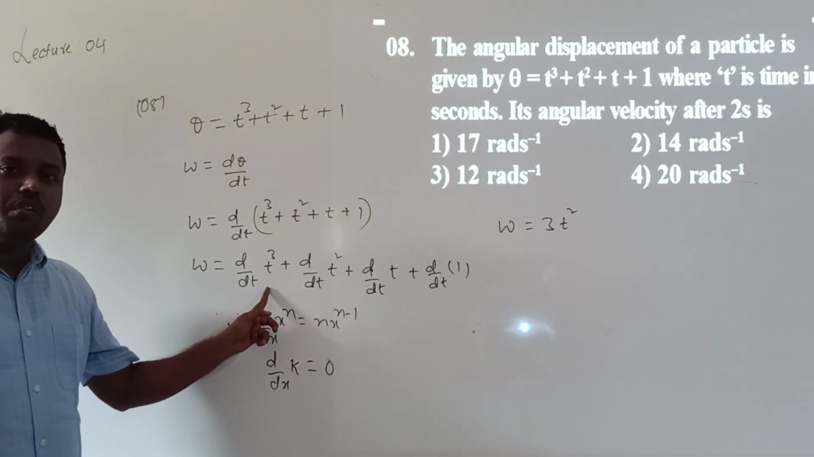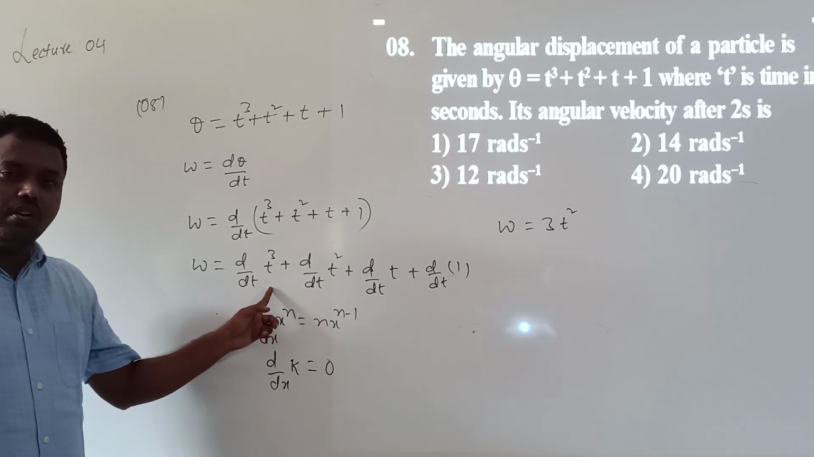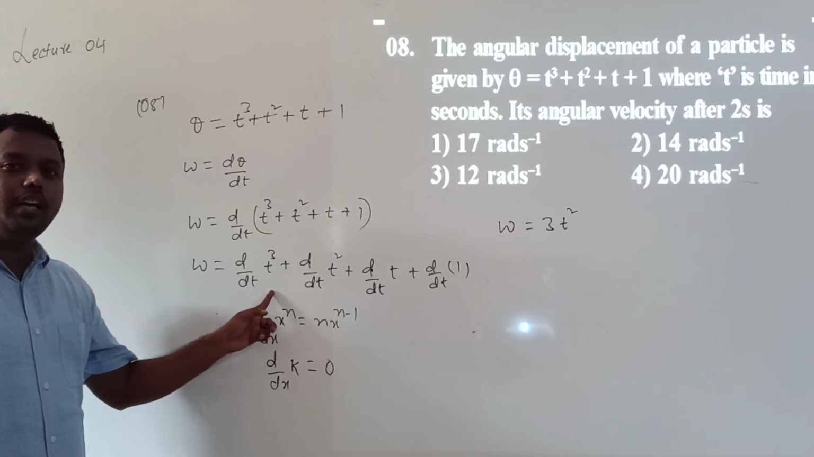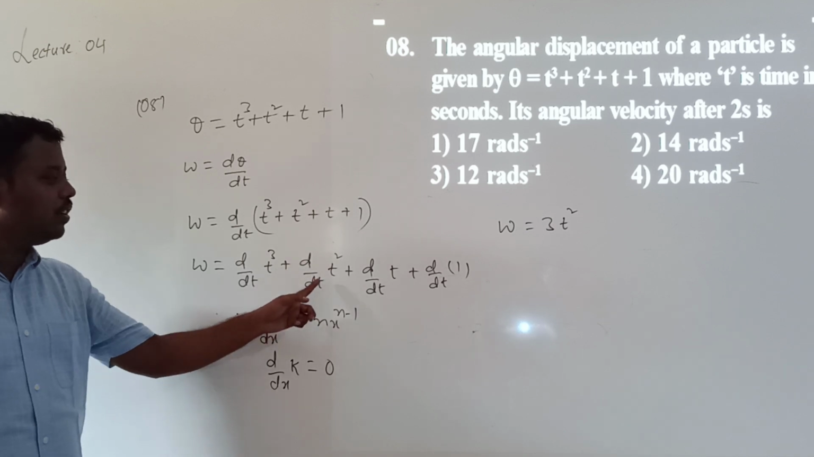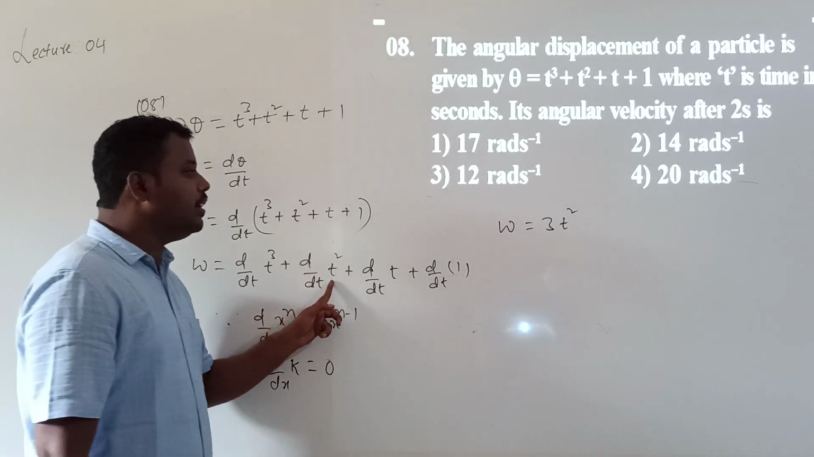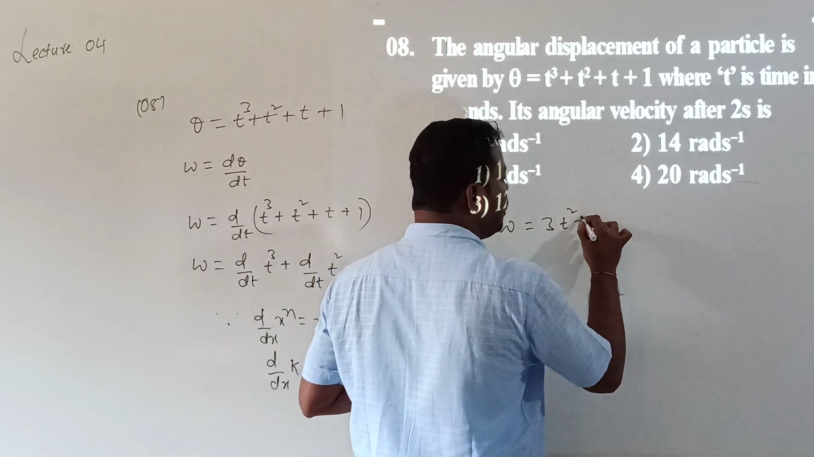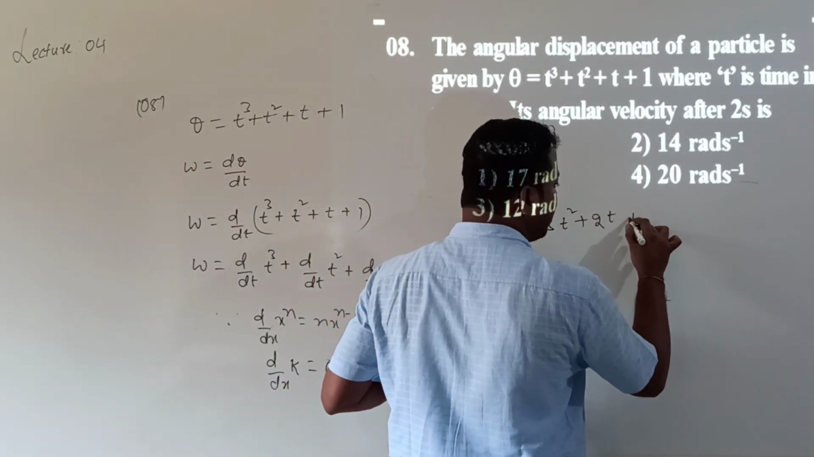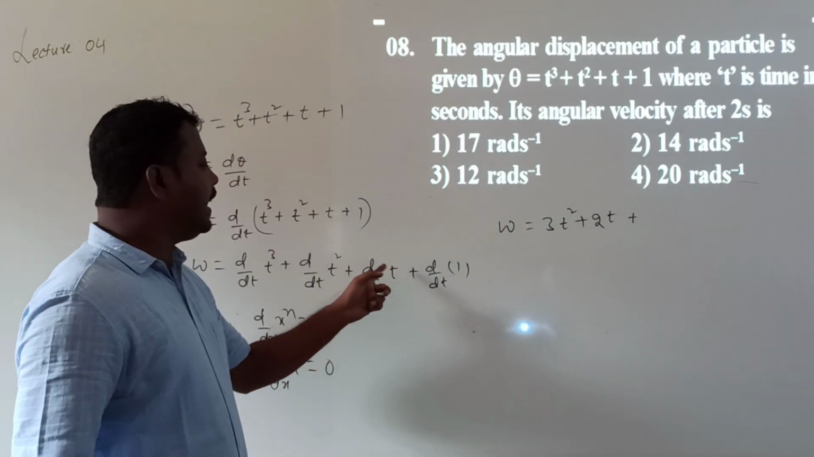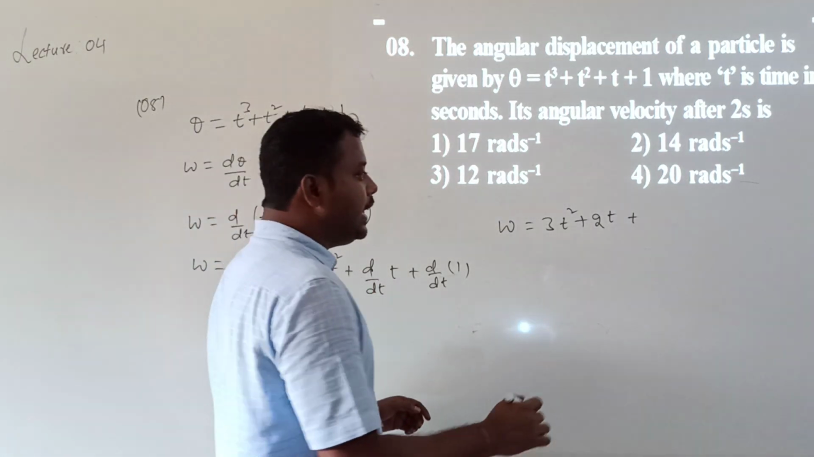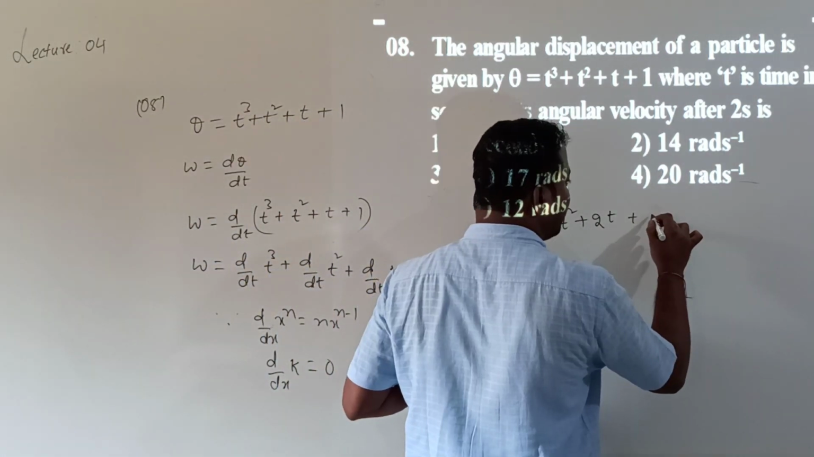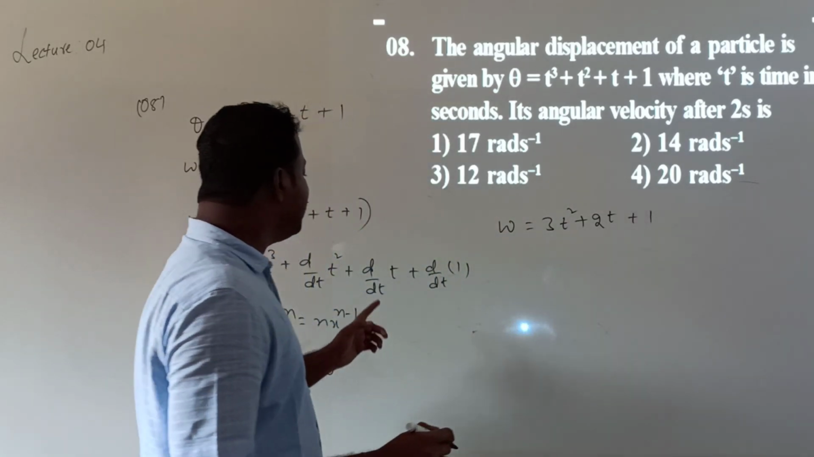Derivative of t power 4 into t cube. Derivative of t power 5, so 5 into t power 4. Then what is the derivative of t square? It is 2 into t. Plus, what is the derivative of t? Here dt cancels. The derivative of t is equal to 1. The answer is 1.